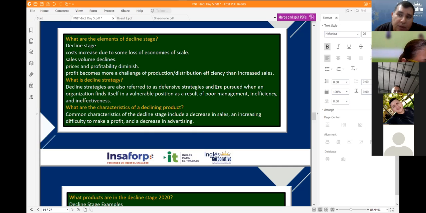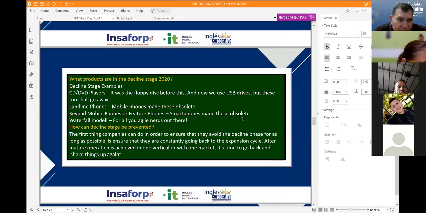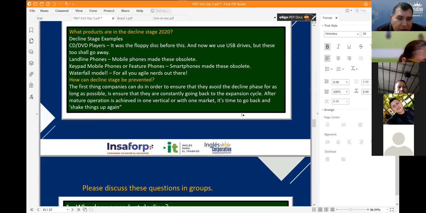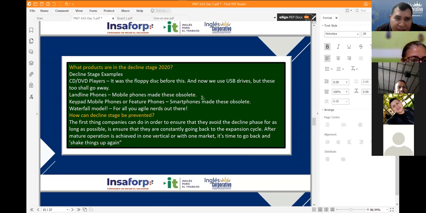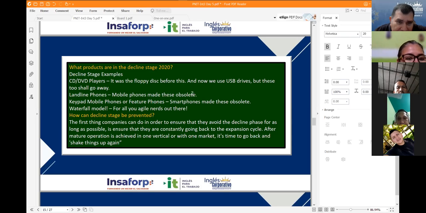You sell fewer products. It's more difficult to sell them, to sell more, because people don't want to buy it. Therefore, you don't advertise it so much because you don't have enough money. So that's the characteristics. Now the next one, this is the last one. Okay. What products are in the decline stage in 2020? Decline stage example, CD DVD players, okay? People don't buy this anymore. Now they watch movies on Netflix, right? Or other stream platforms. It was the floppy disk before this.